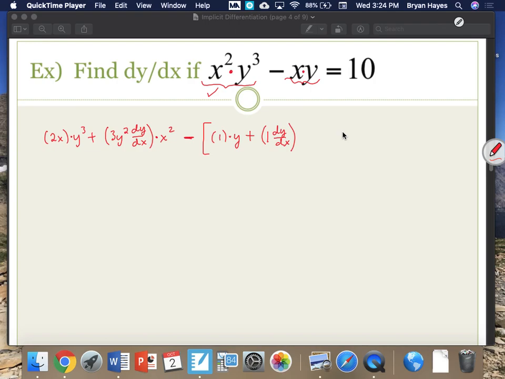And you'll start to get into the habit of, I wrote the 1 here, but you'll get so comfortable with deriving just y that you'll just call that dy dx. It's the derivative of y with respect to x. So that's derivative of first times the second plus the derivative of the second times the first. And this is going to equal, this is a nice and easy piece, the derivative of 10, well, that's just 0.